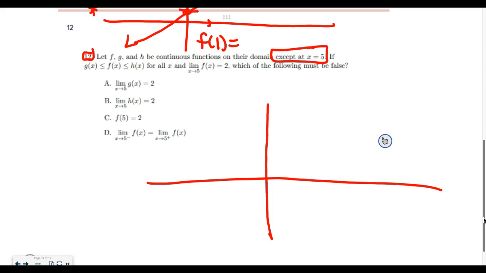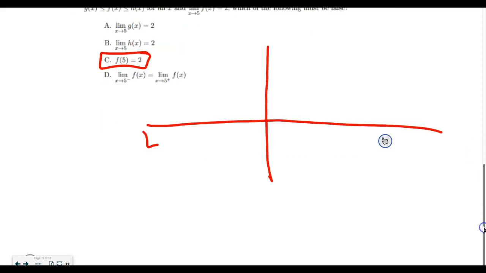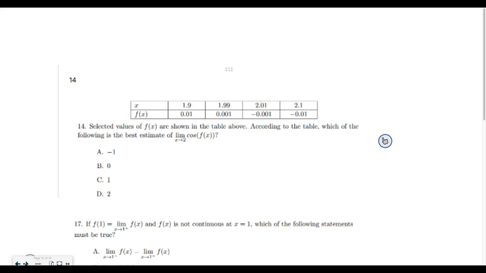So it says, which of the following must be false? Because we're not continuous at x equals 5, you don't even really need to read the rest of it. F of 5 can't equal 2, because otherwise we would have continuity there. So it doesn't even really matter what the rest of those say. Kind of a weird problem.